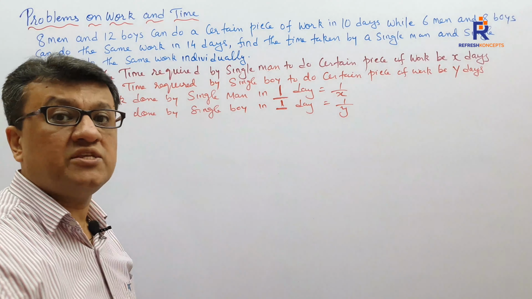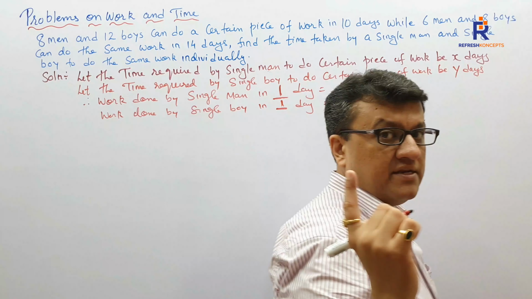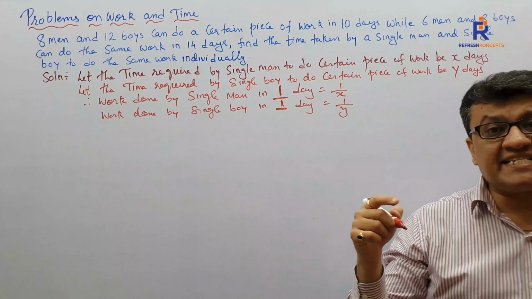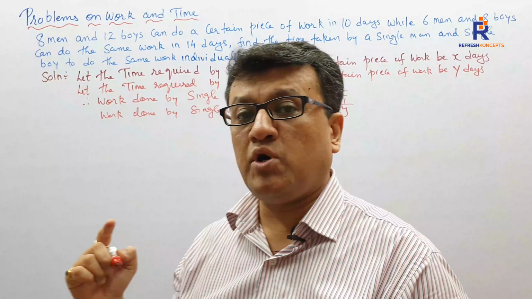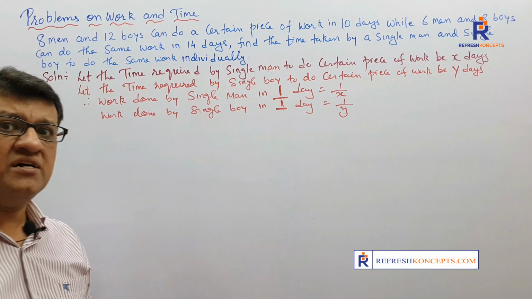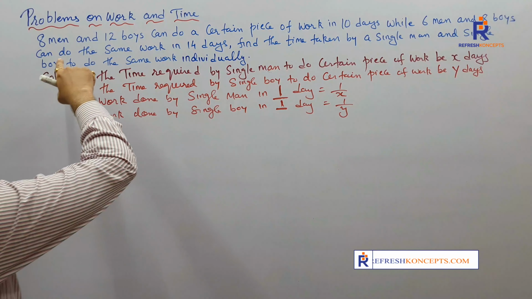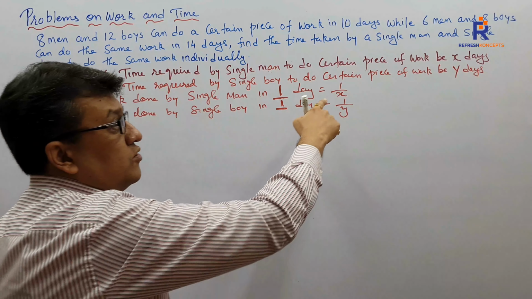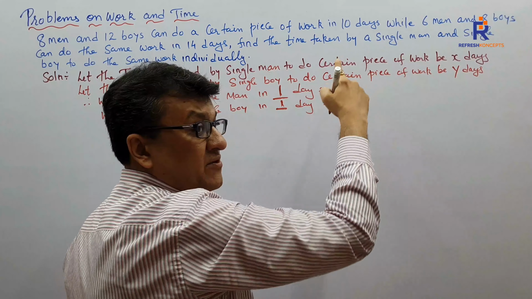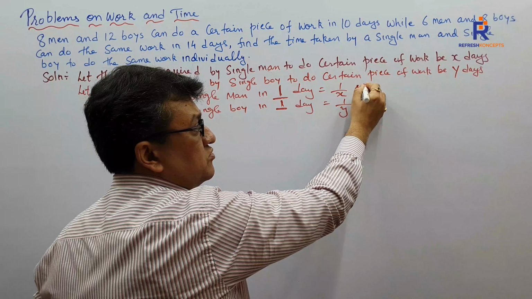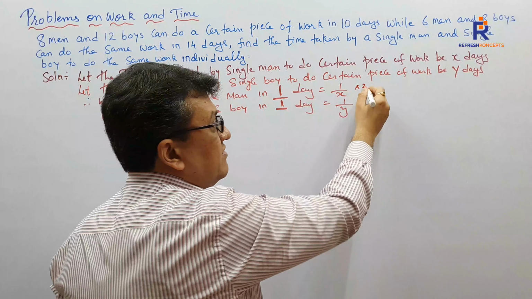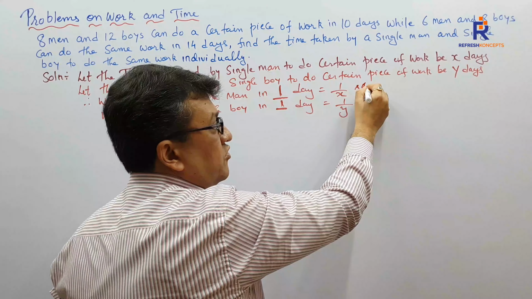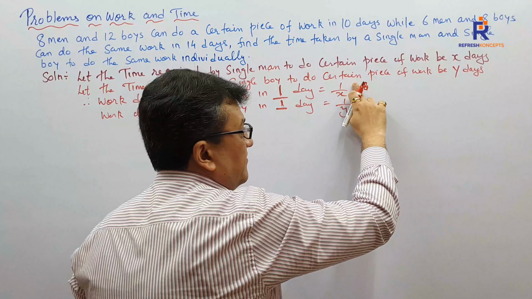This is what I was trying to say, children. One man in 1 day will do 1 by X part of the work. Likewise, one boy will do 1 by Y part of the work. How many boys and how many men are there? So let's try and frame the equation. This is for one man. If there were to be 2 men, I would multiply this with 2. If there are 4 men, I will multiply this by 4. If there are 8 men, I shall multiply this by 8. I hope you have understood, right?